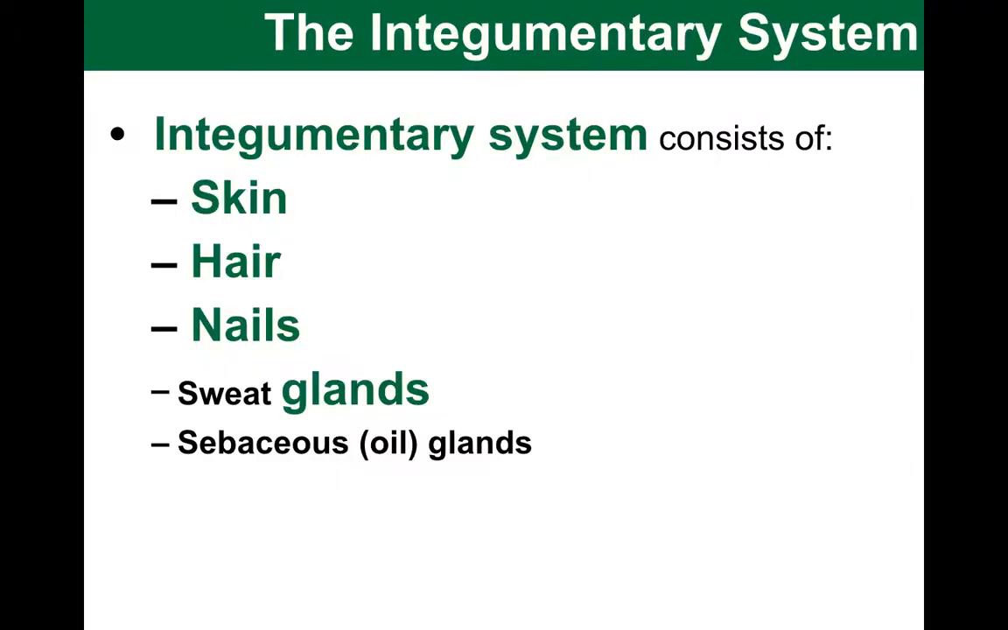Integumentary system consists of the skin, which is the main focus of our chapter, as well as some accessory structures. These include hair, nails, and different glands. In particular, we will look at sweat glands and oil-producing sebaceous glands.